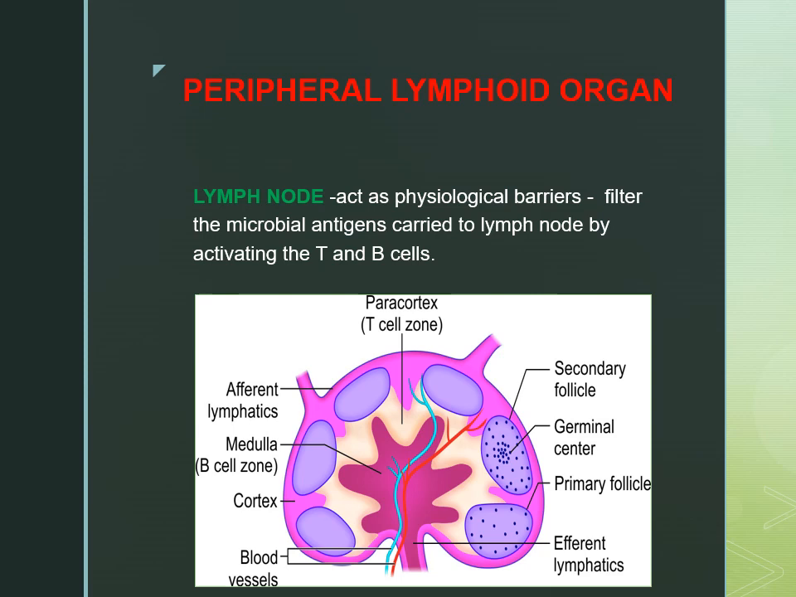And how does the primary follicle convert to the secondary follicle? When these B cells are exposed to an antigen, there will be activation of the B cell. That means from the resting state they will convert to plasma cells or memory cells. Plasma cells will form the antibodies, and memory cells will keep that information for the future. So these are the follicles which you can see in the cortex region. And the paracortex is rich in T cells and the medulla is rich in B cells.